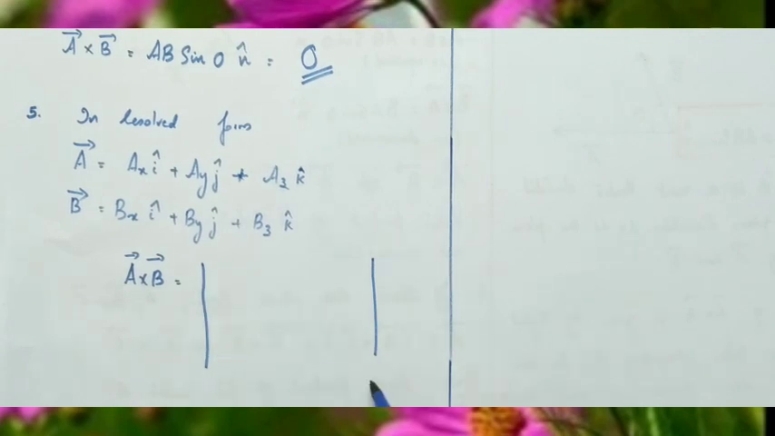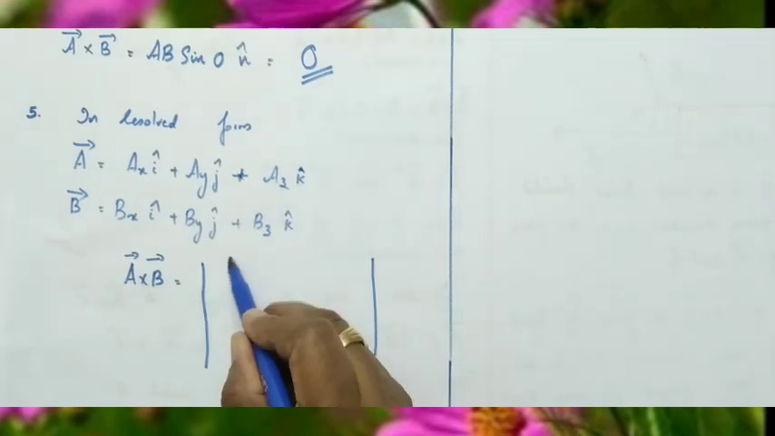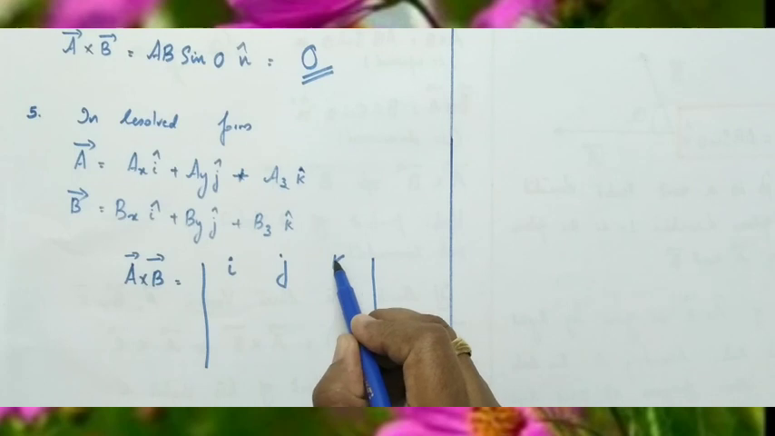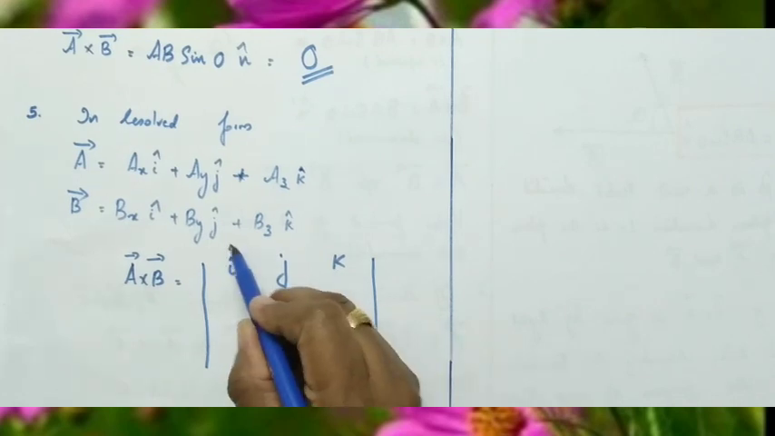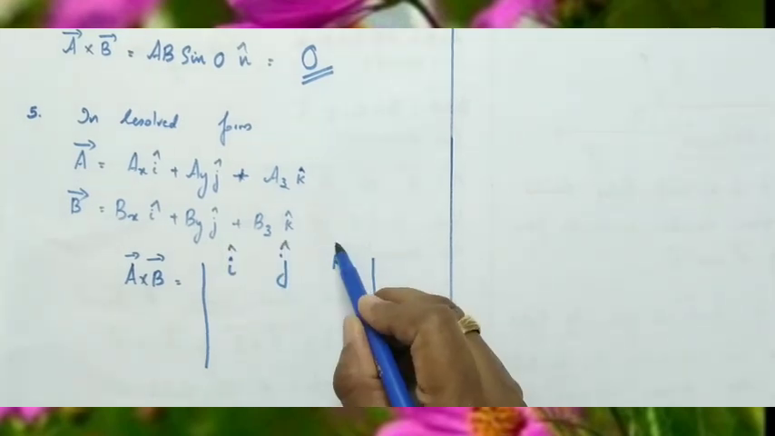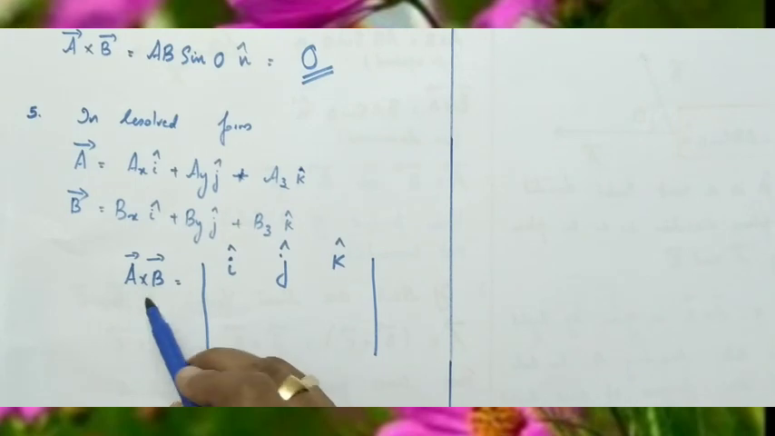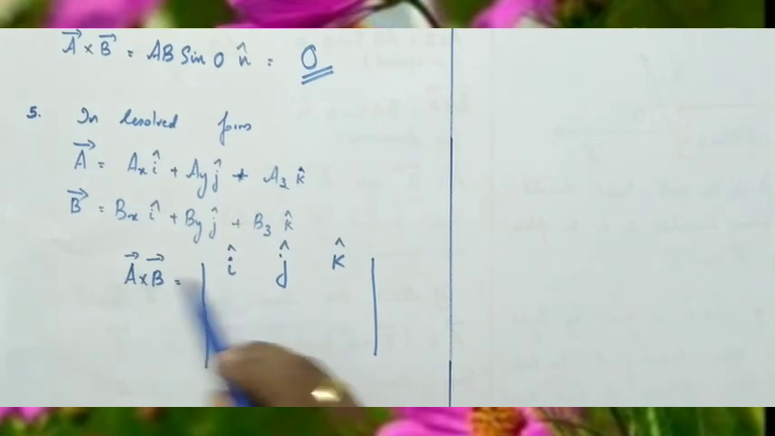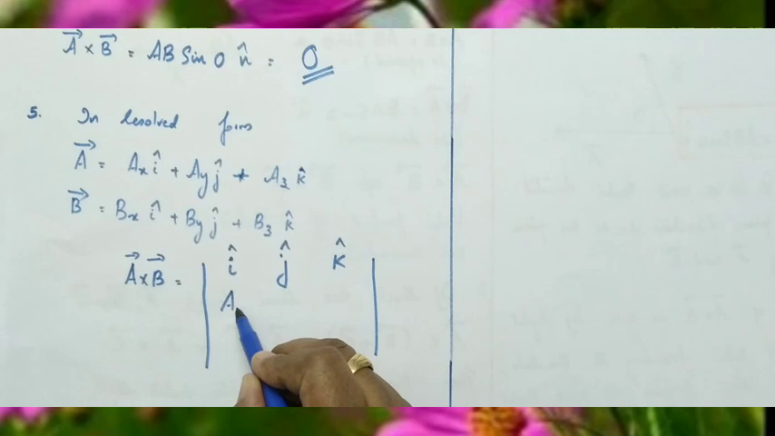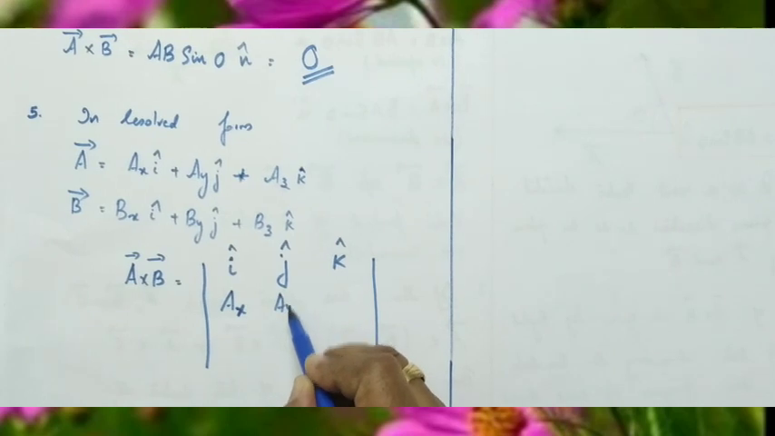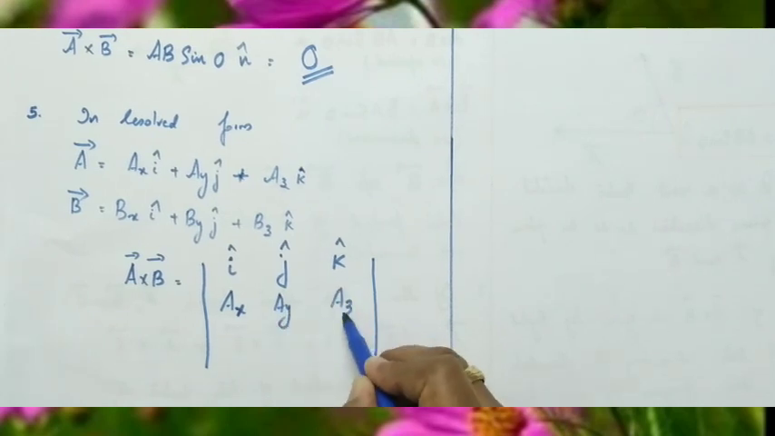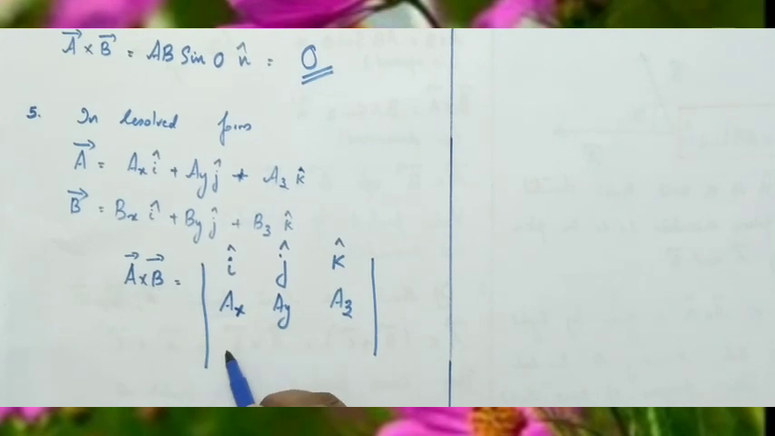First you draw the two lines, then in between you write, in the first row, i, j, k. So this is the method: unit vector i, unit vector j, unit vector k. Next, the first vector is A, no? So here we write the components Ax, here Ay, here Az. Second vector is B, so here we write the components Bx, By and Bz. Clear?